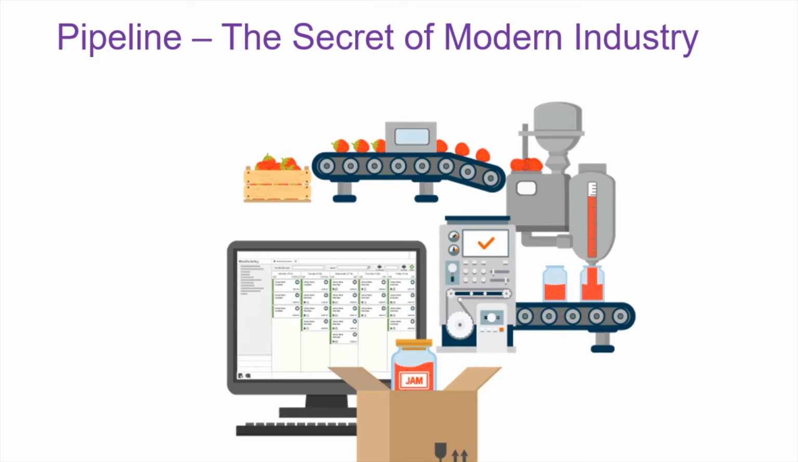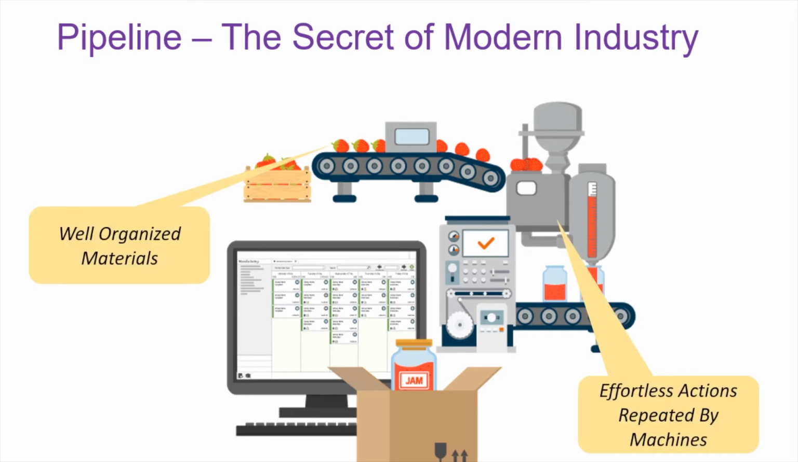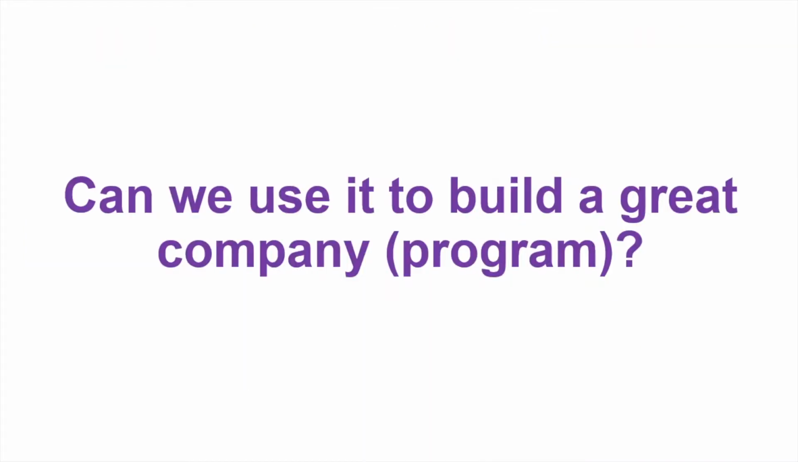That means the manufacturing of the products has been arranged according to the pipeline. There are two key components of the pipeline. The first one is the machine, and you have to have a machine which can help you to repeat the actions of manufacturing without any effort. And the second is you have to organize your materials well so you can fit them into that machine to help the machine repeat. Okay, now the question to ask is, can we use the pipeline to build a great program as it has been used in the companies?